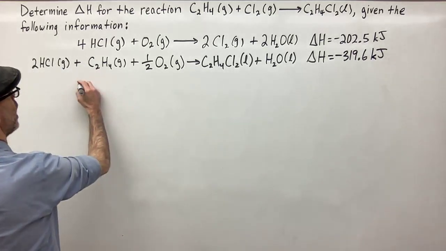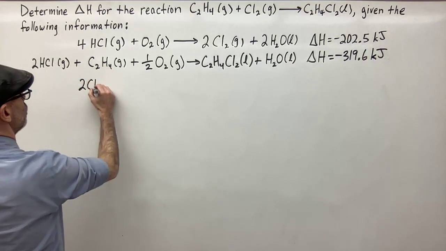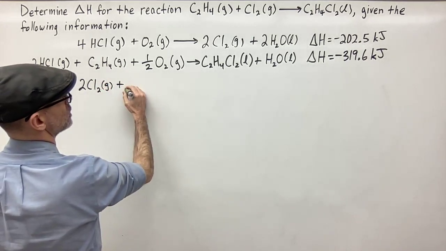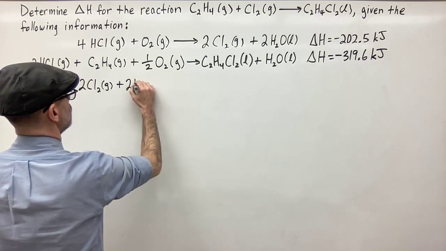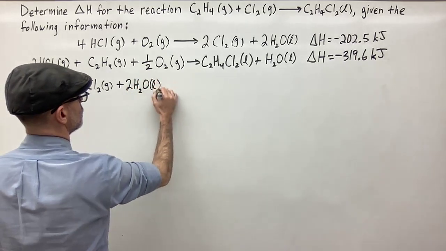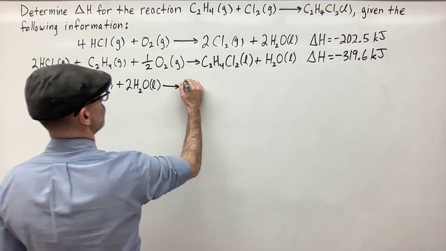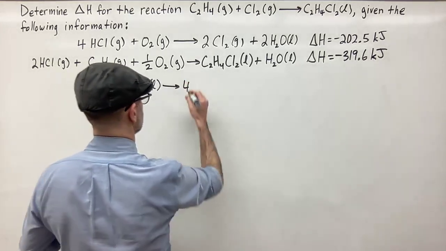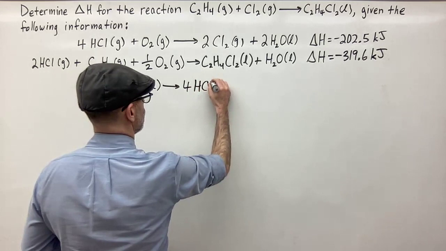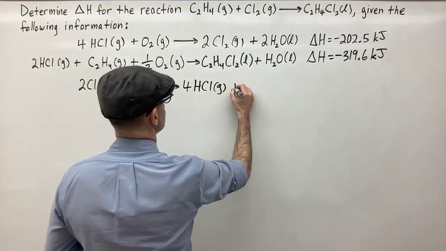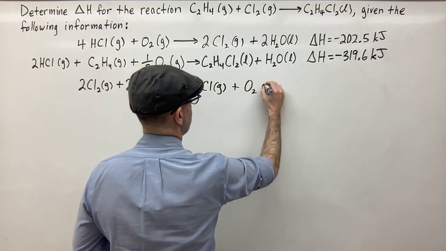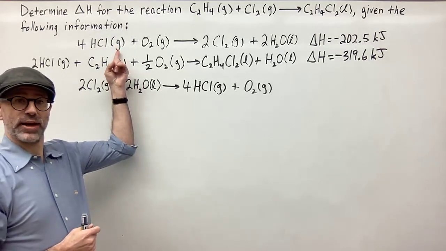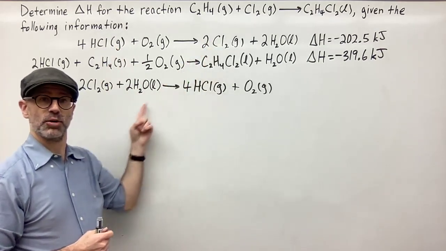So let's flip this reaction. If you flip it, we'll get 2Cl2 gas plus 2H2O liquid, and that's going to go to 4HCl gas plus O2 gas. And so now you can see that we just reversed the reaction. So the reactants here become products. The products here become reactants.